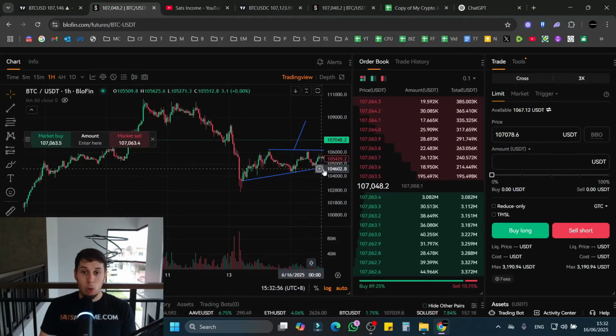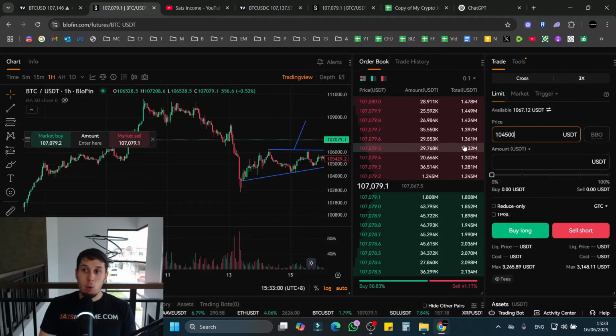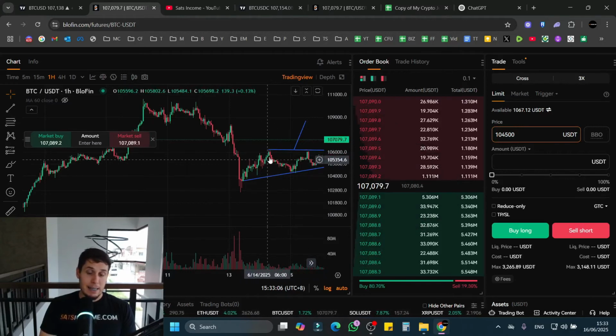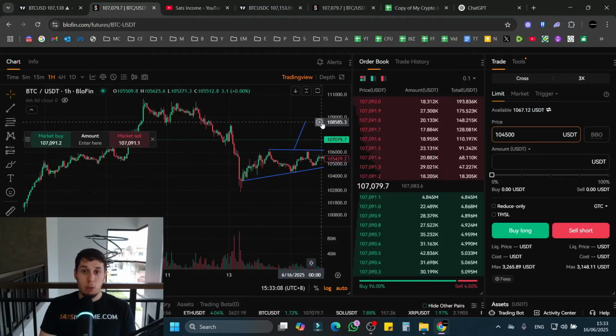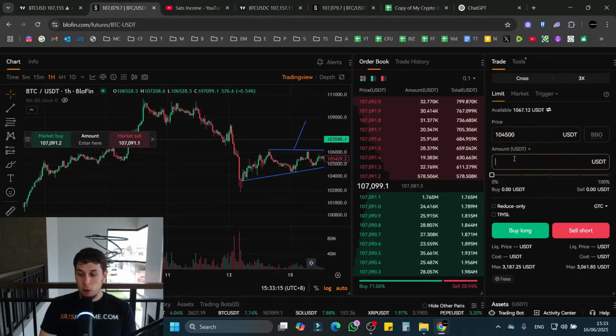You expect it to go down to like 104,500, and you want to buy right here. You want to open a long trade right here because you expect this is an ascending triangle. You expect it to break to the upside and the price to go to 108K. So you place an order to buy right here. You want to buy for like $2,000, right?